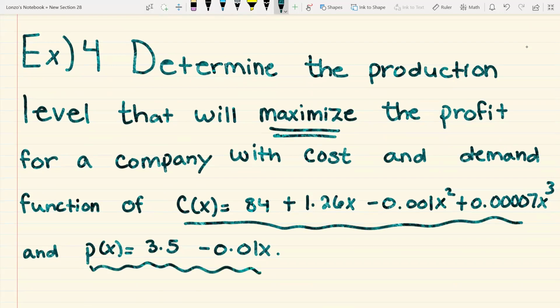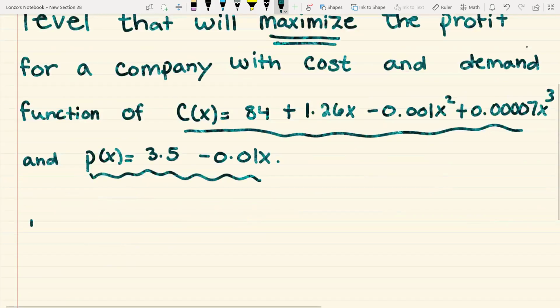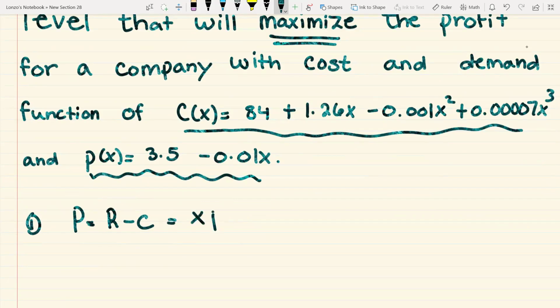So the keyword maximize, that means we have to take the first derivative and set it to 0. So we got to find the production. So step 1, I'm going to find the production equation. So how do you find the production equation? So production can be expressed as revenue minus cost. And unfortunately, we do not have the revenue function. So production also could be expressed as X times P minus C. So I think we're going to use this equation because we do have the P and we have the C.